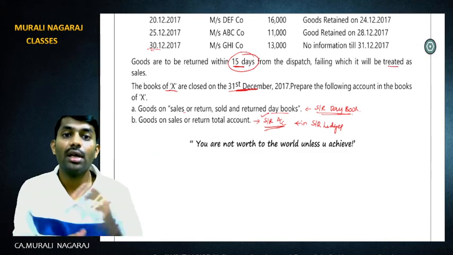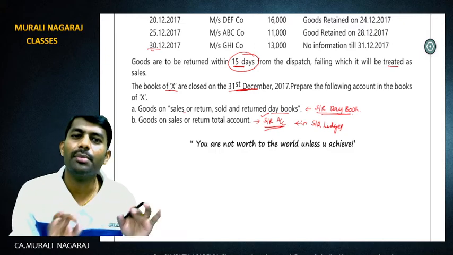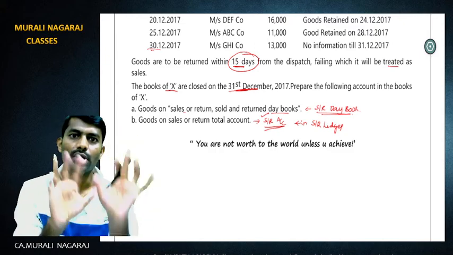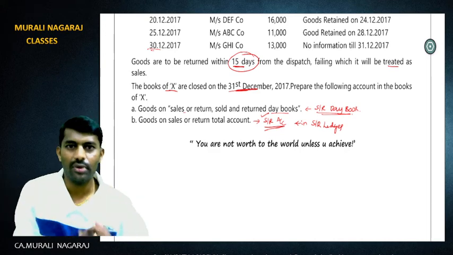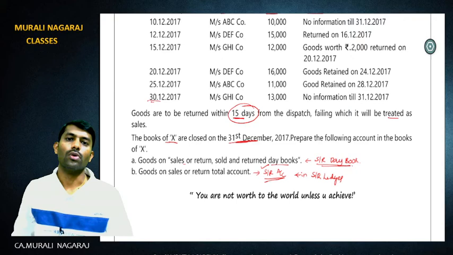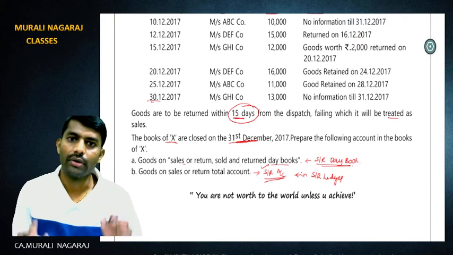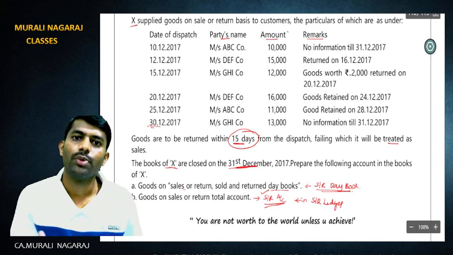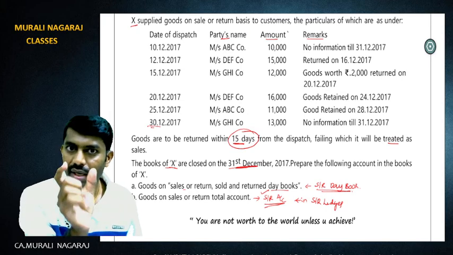Here, not only sale or return, individual customers' accounts also will be there, but here they have asked only the sale or return total account alone. They have asked that alone. Let us prepare and show. But before that, let us go for the conclusion of the situation. Now, the duration given was 15 days.